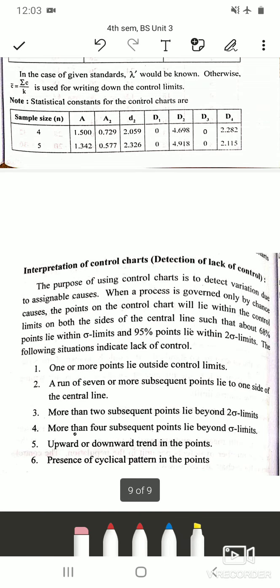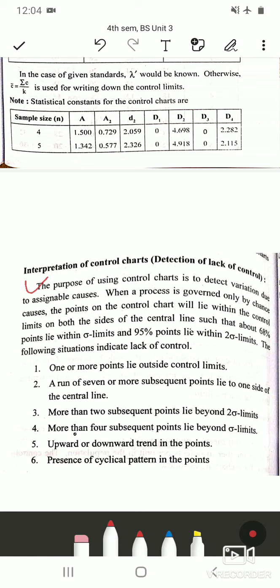Now we will see the interpretation of control charts, or detection of lack of control. The main purpose of using control charts is to see whether the process is under control or not, or if there are some defects or not. The purpose of using control charts is to detect variation due to assignable causes. When a process is governed only by chance causes, the points on the control chart will lie within the control limits on both sides of the central line, such that about 68% of points lie within sigma limits and 95% lie within 2 sigma limits.